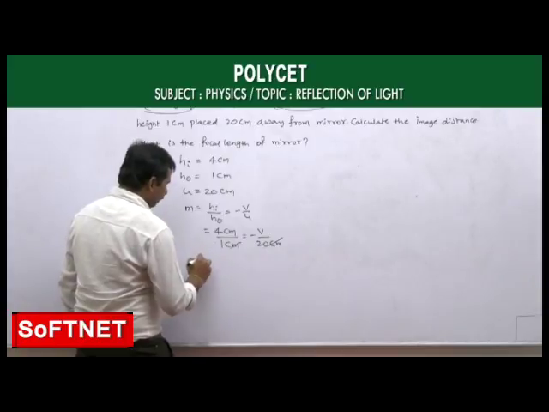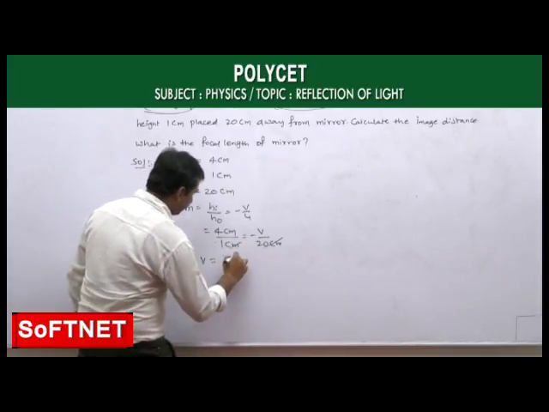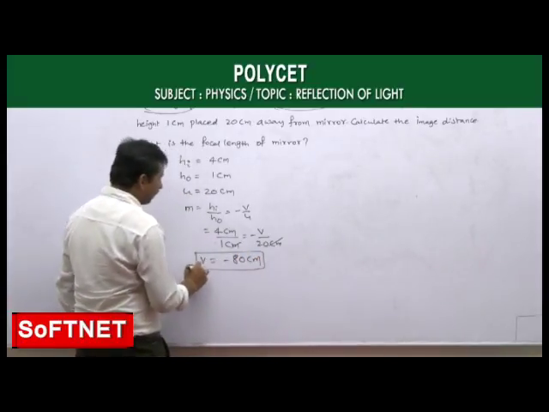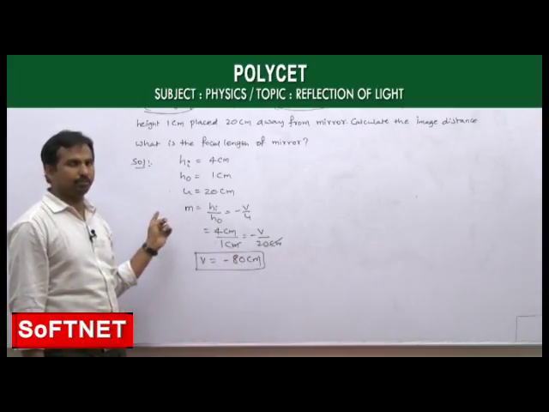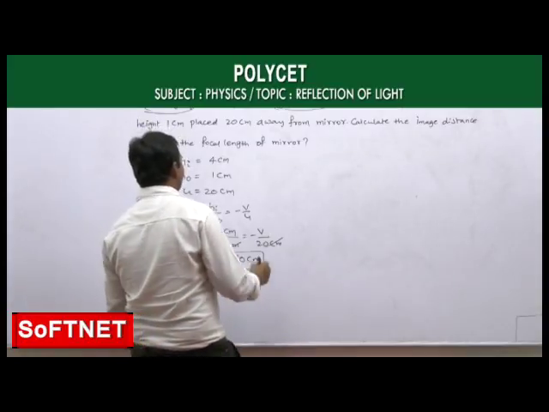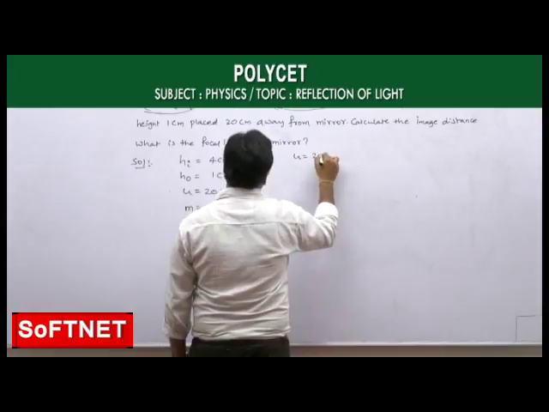Then, bringing this u to this side, 20 into 4 is 80. Then v we got is minus 80 centimeters. The minus represents that the image is forming on the same side. Okay. Now, we got the v value, and u is given already as 20 centimeters.